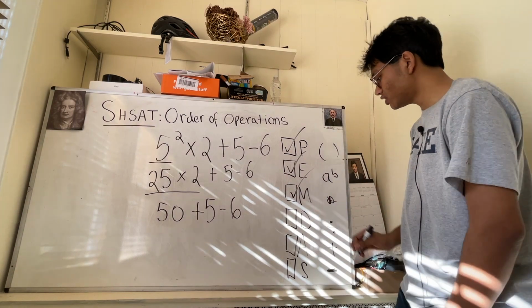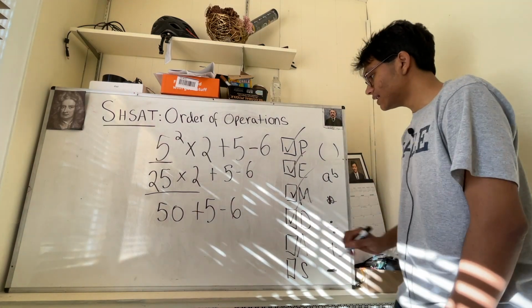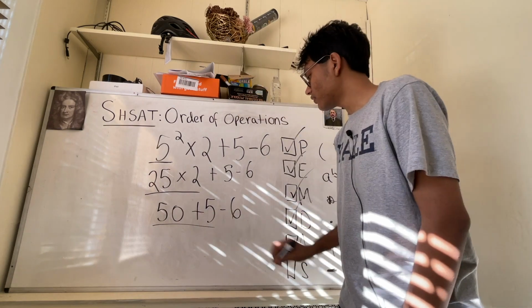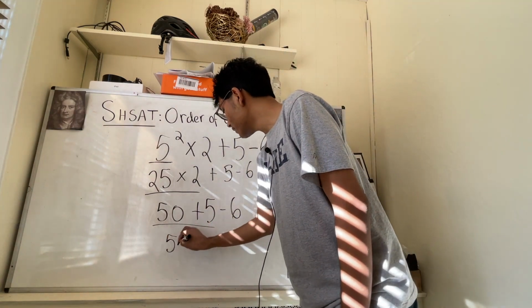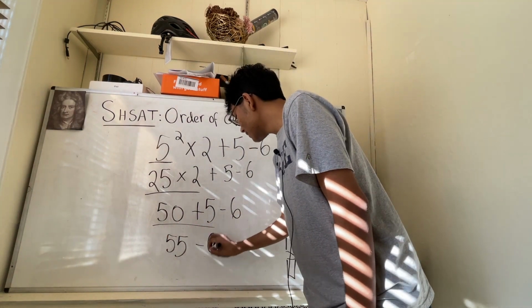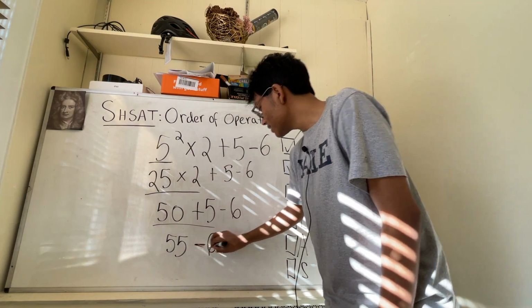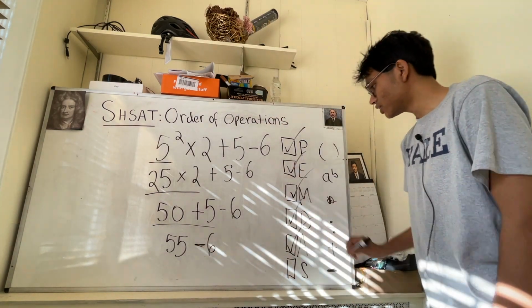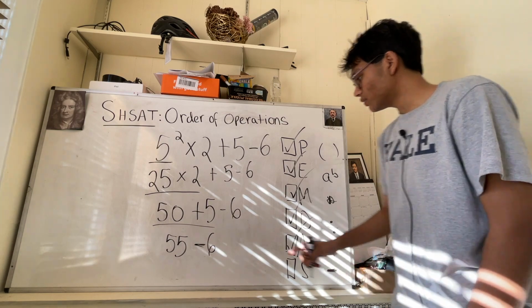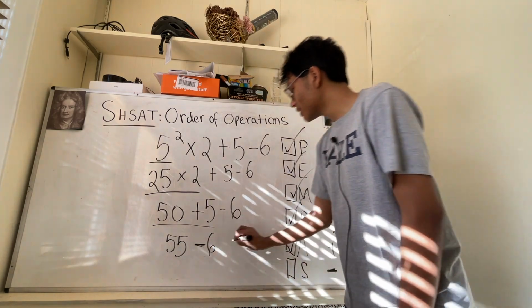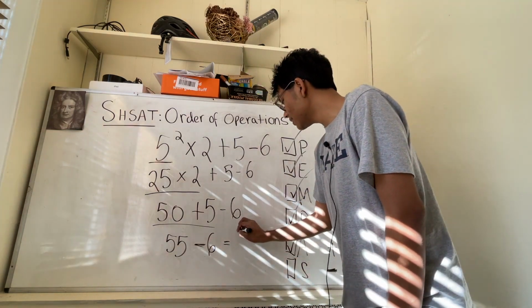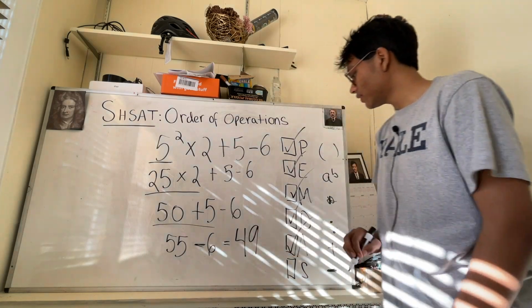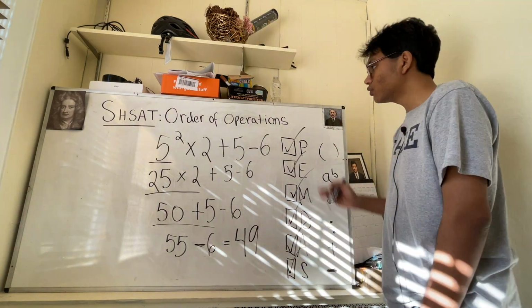Do we have any division? Thank God, no. Do we have any addition? Well, yes, we do. 50 plus 5, that's just 55. Drop this minus 6, and let's see what our next step is. Oh, we just finished addition. And finally, do we have subtraction? Well, you bet. 55 minus 6, what is that? That's going to be 49. Okay, folks, so that's how you do order of operations.